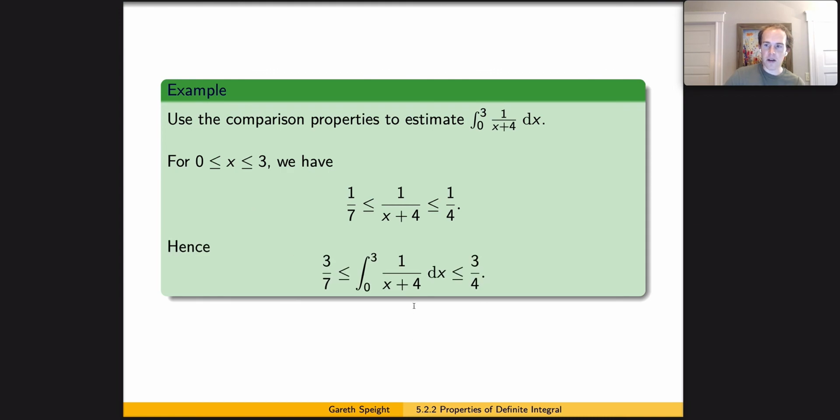Okay, so if we use the comparison property, we do capital M times b minus a or little m times b minus a. B minus a is 3, so we are going to get either 3 over 4 or 3 over 7.